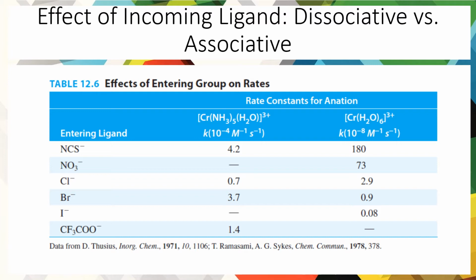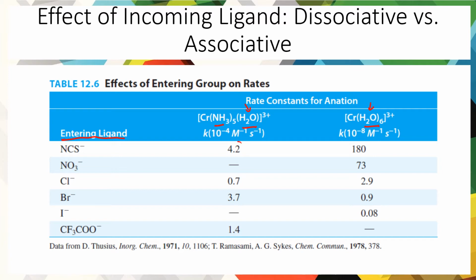You see we have a pentaamine complex here with one water ligand, and then the other one is just an aqua complex. We're going to look at how these exchange reactions of one of the waters, this one water or any of the waters in the aqua complex, how that ligand exchange rate varies as a function of the incoming ligand. So in this table we have a series of incoming ligands of different types, and we have the rate constants for those exchange reactions.